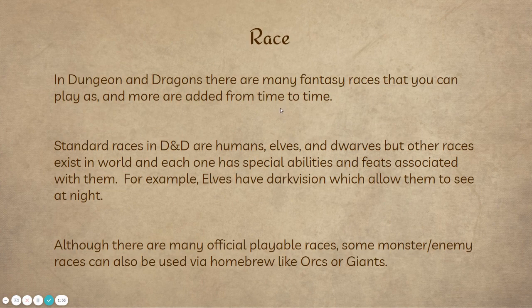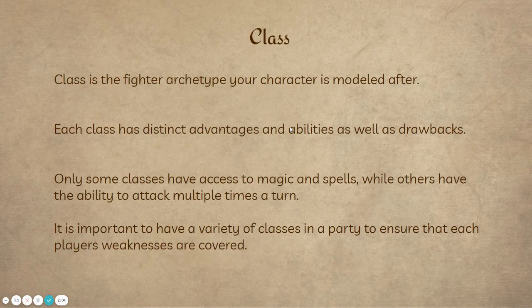In Dungeons & Dragons, there are many different fantasy races that you can play as, and more have been added from time to time. Standard races in D&D are like the humans, and the elves, and dwarves, but there are other ones that exist in the world with special abilities and feats associated with them. For example, elves have the ability to see in the dark, so they can see at night and in caves and stuff without light. Although there are many different official playable races, some monster enemy races can only be used via homebrew. So you're going to have to pick a race for your character.